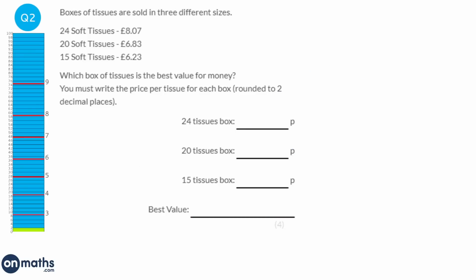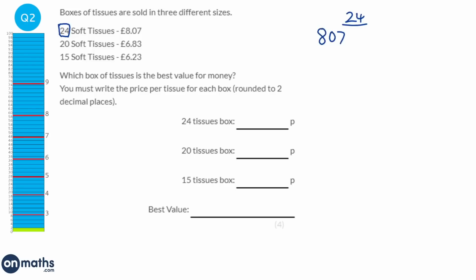There are a number of different ways of working out this question. You can find out the amount of tissues per penny, you can work out the price of one tissue, or you can get all the amount of tissues into the same amount. I'm going to find out the price per one tissue, and we're going to start off with the 24. And what I'm going to do is convert the money into pence, just to mean that we don't have as much decimal.